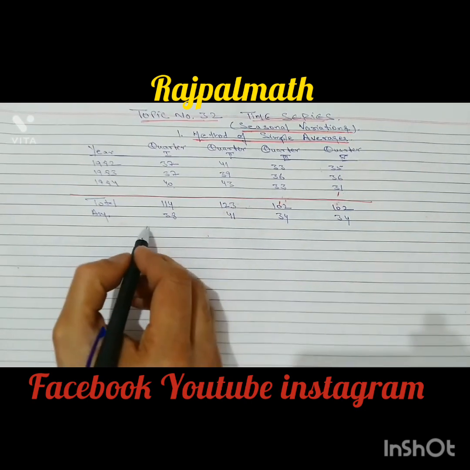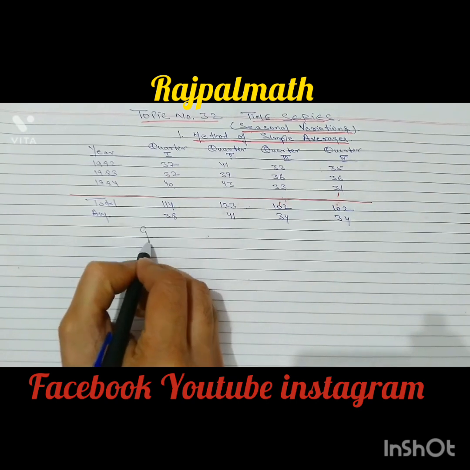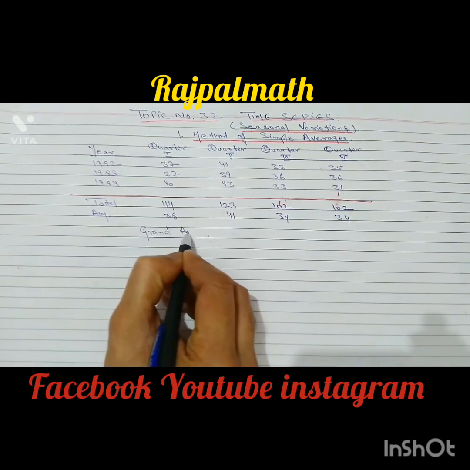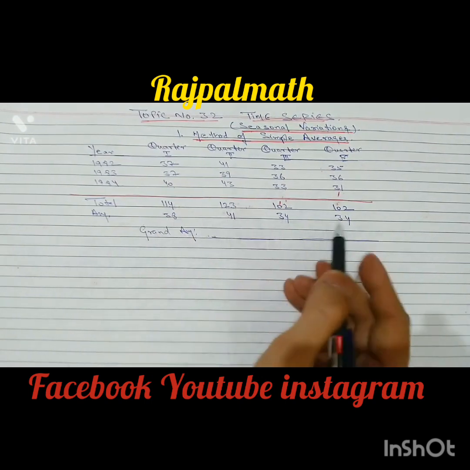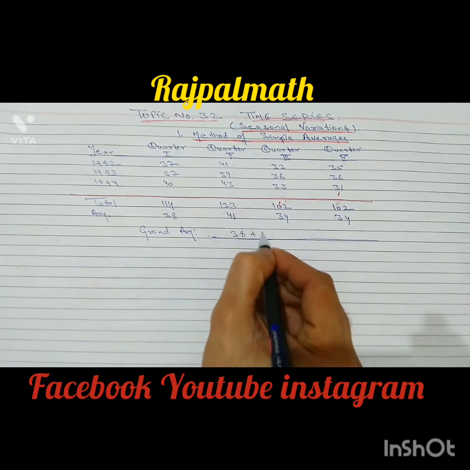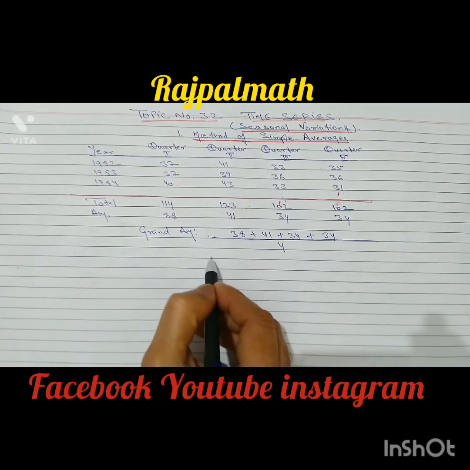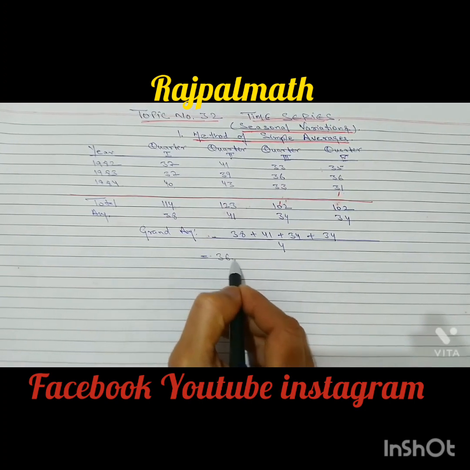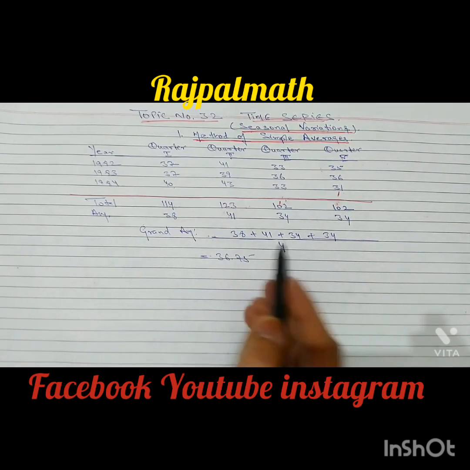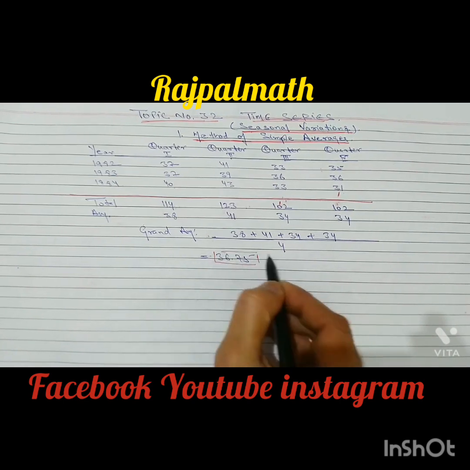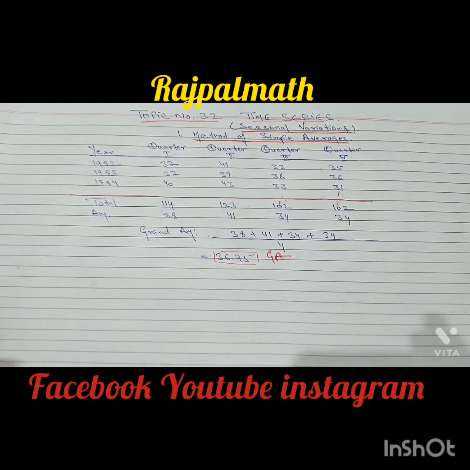Now calculate the average of the averages, or grand average. Grand average means the sum total of all the averages: 38 plus 41 plus 34 plus 34 divided by 4. We get 36.75. The average of the averages is called the general average or grand average, GA.